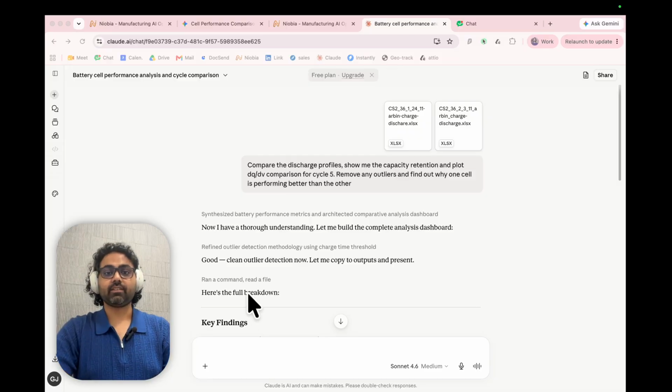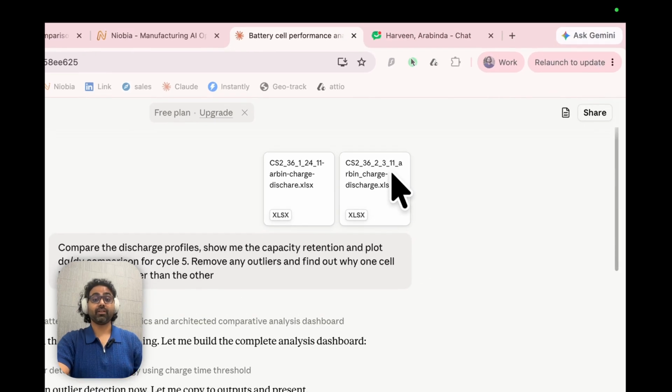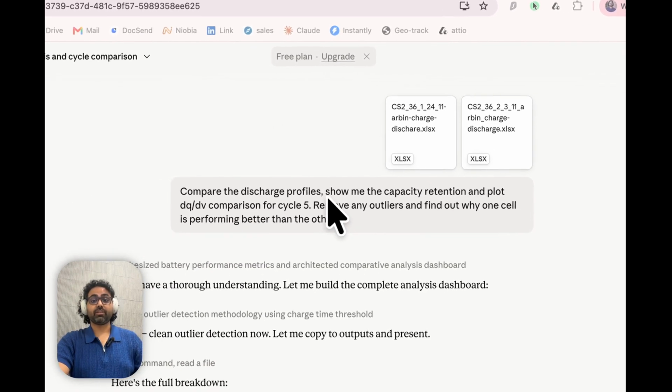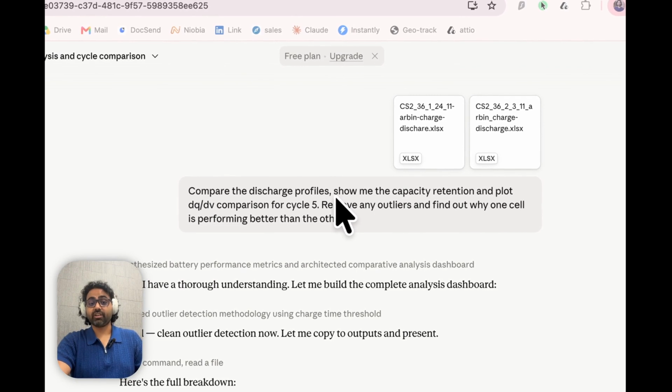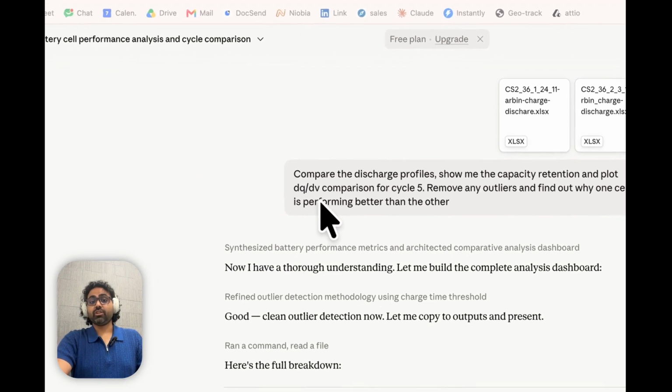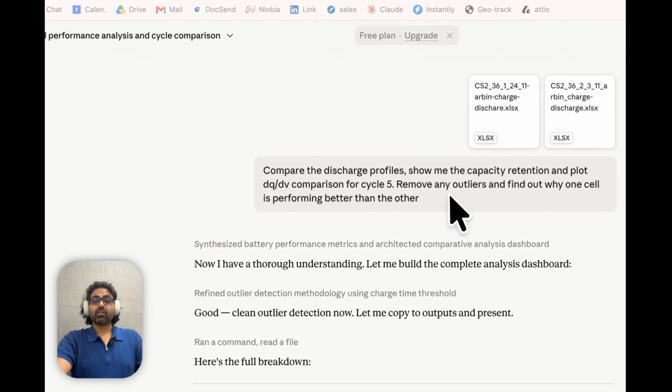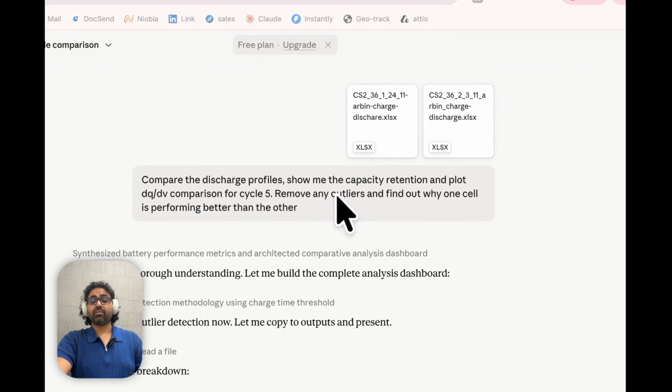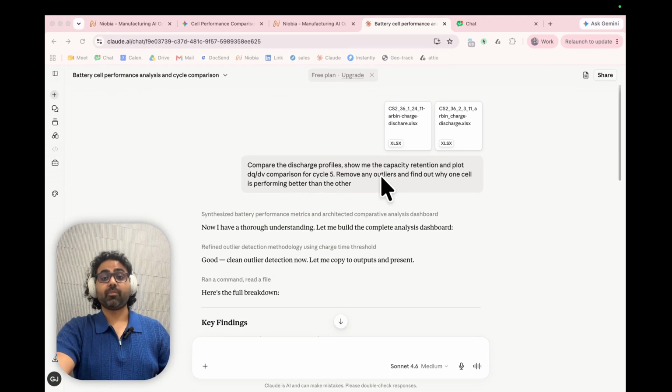To start the analysis, I gave Claude a relatively easy problem. Two cells, one is definitely worse performing than the other. I asked it to compare the discharge profiles and capacity retention and plot the DQ/dV curves. I also asked it to remove the outliers and find why one cell is performing better than the other.